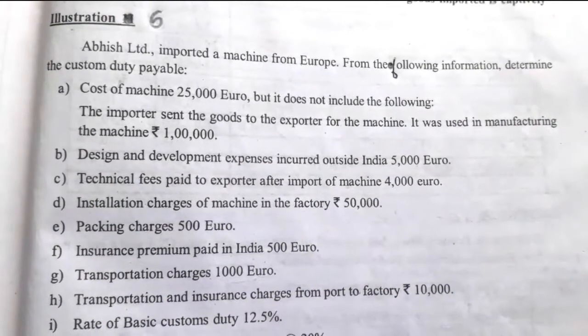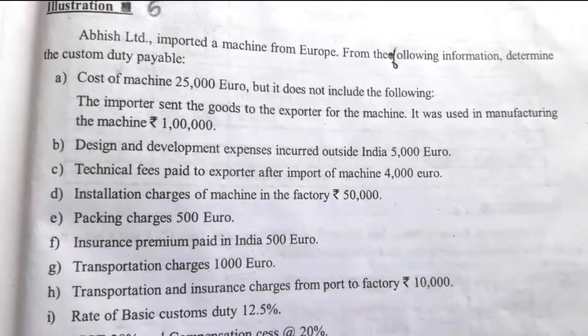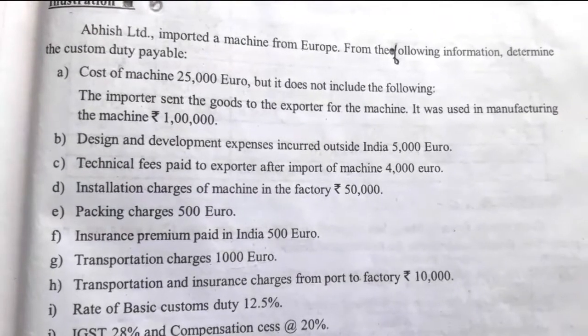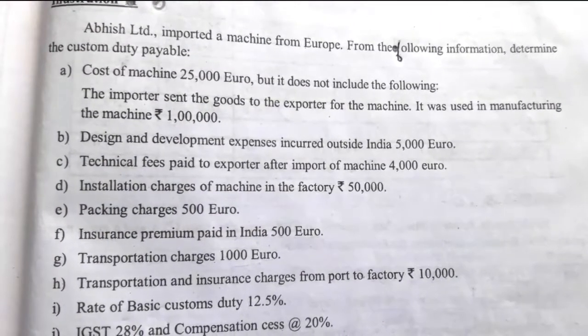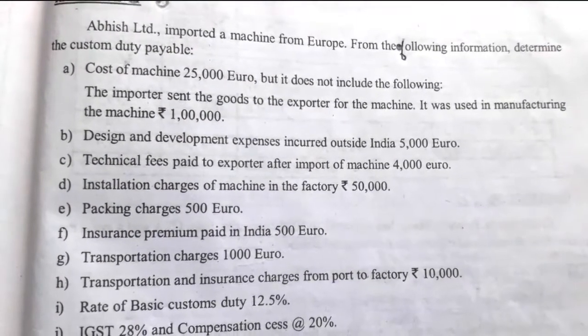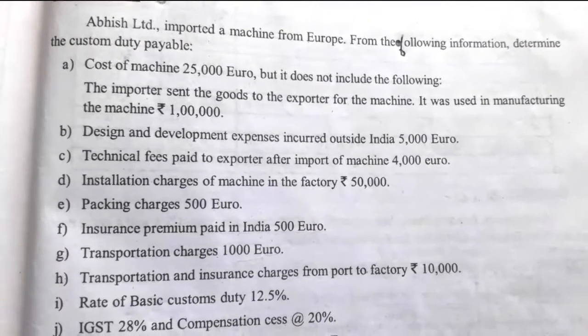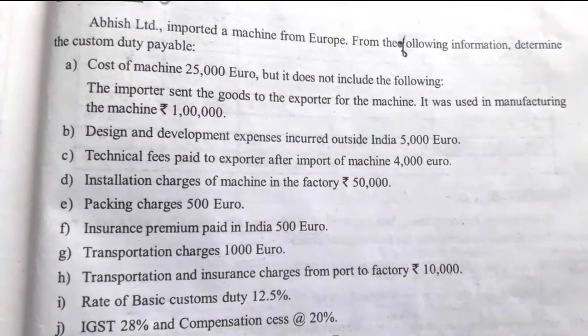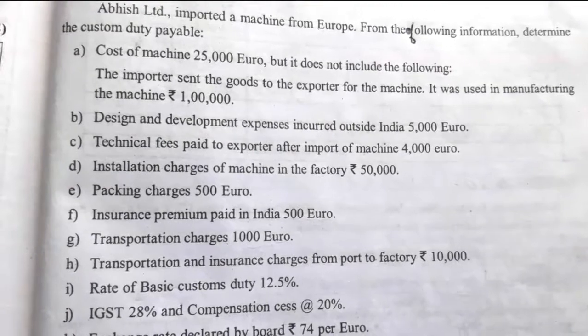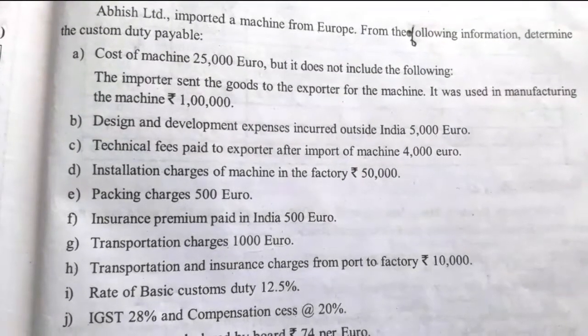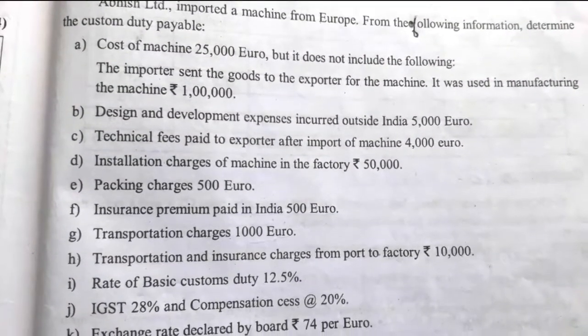Cost of machine 25,000 euro, but it does not include the following. The importer sent the goods to the exporter for the machine. It was used in manufacturing the machine, rupees 1 lakh. Design and development expenses incurred outside India 5,000 euro. Technical fees paid to exporter after import of machine 4,000 euro.